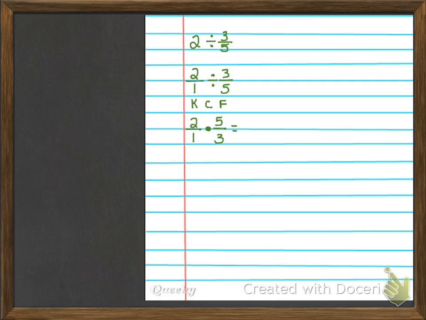All right, so now we're going to go ahead and multiply our numerators. 2 times 5 gives us 10. Our denominators are 1 times 3. It gives us 3. Now you have to simplify.